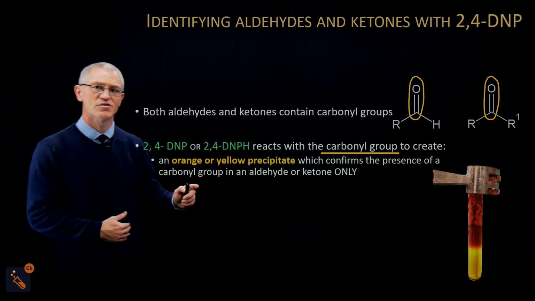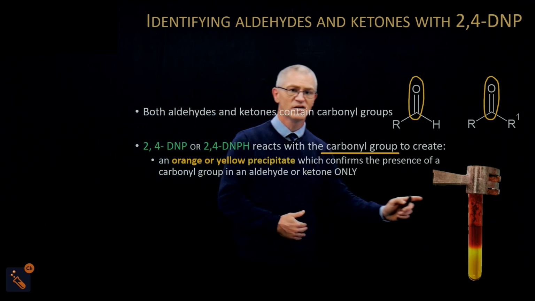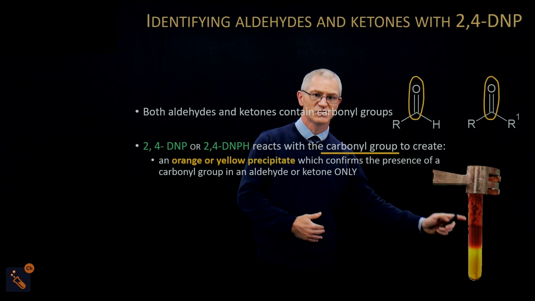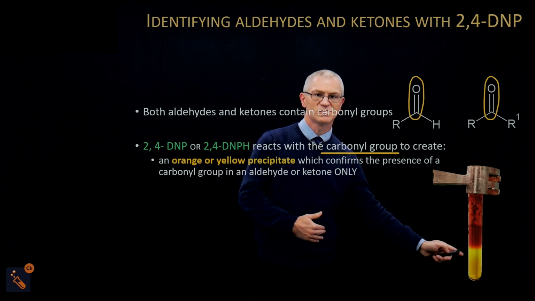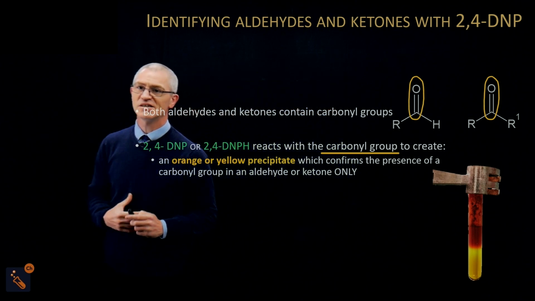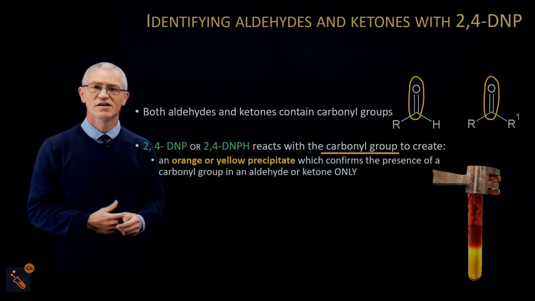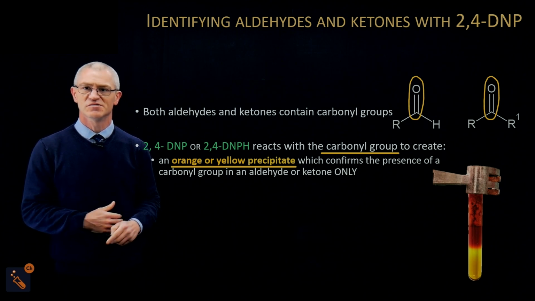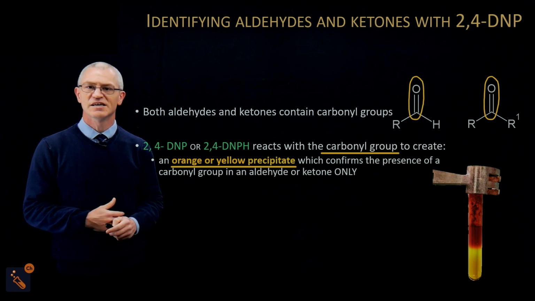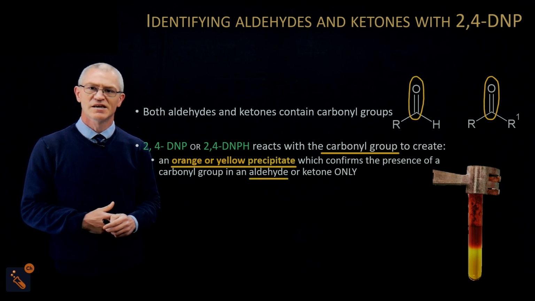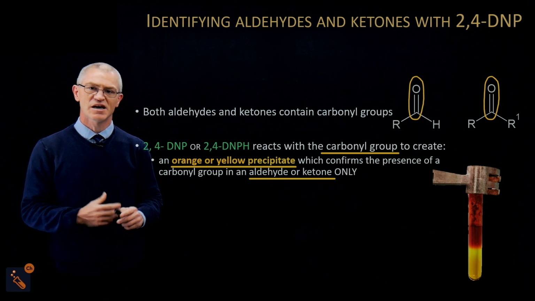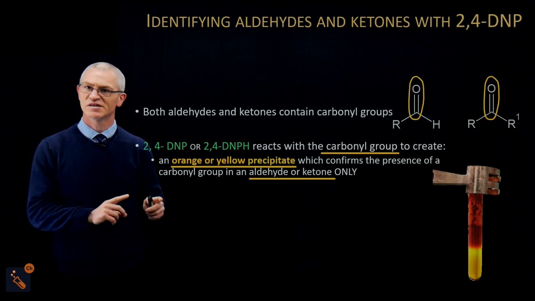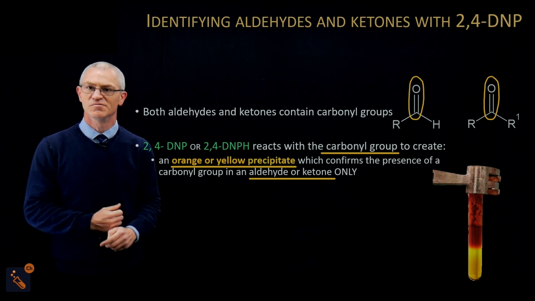So here is a picture of our orange or yellow precipitate taken out of one of our labs. You can see here there is an orange solution, and then you've got this orange precipitate, slightly yellowy, at the bottom. And that's your precipitate that will be produced as a result of reacting with an aldehyde or a ketone. So that orange or yellow precipitate is your positive result. Now remember, aldehyde or ketone only, and you cannot differentiate between the aldehyde or the ketone. You just know you have an aldehyde or a ketone with this test alone.